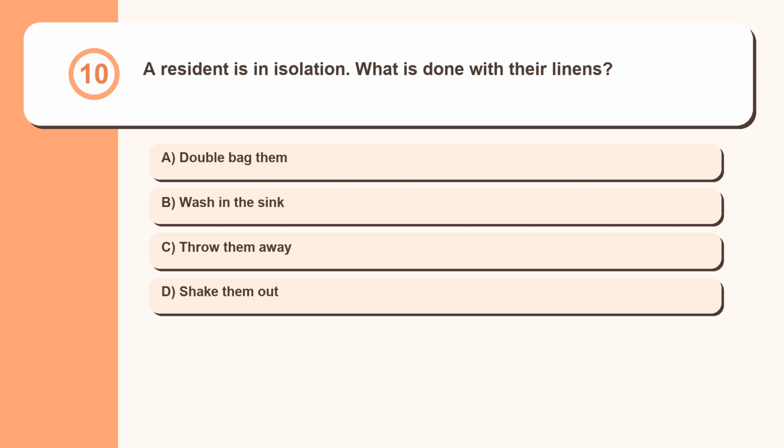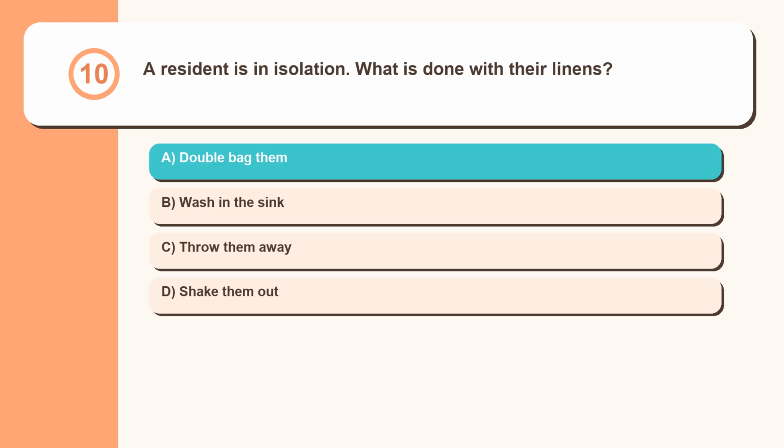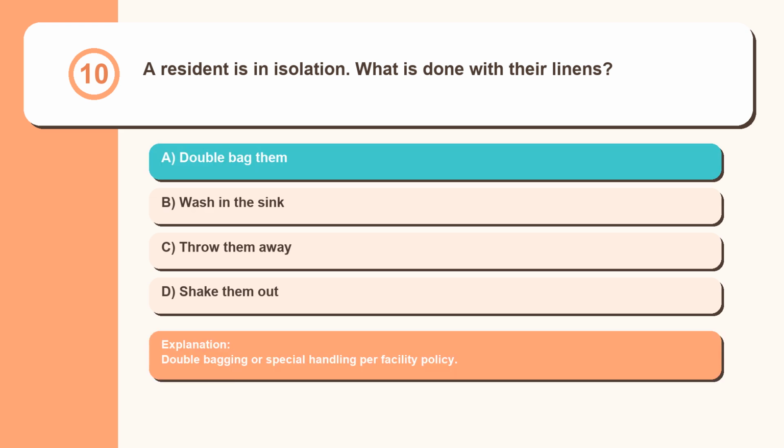Question 10. A resident is in isolation. What is done with their linens? Double bag them. Wash in the sink. Throw them away. Shake them out. Answer: double bagging or special handling per facility policy.